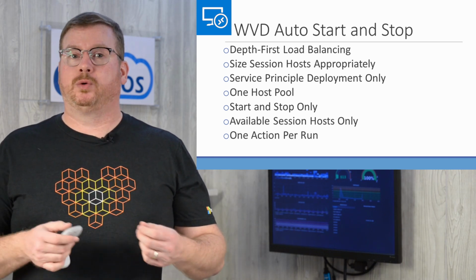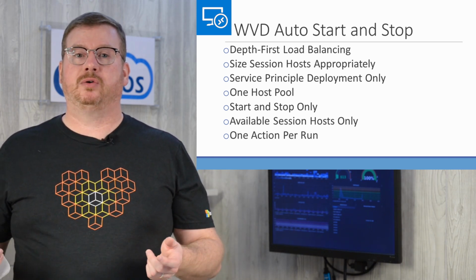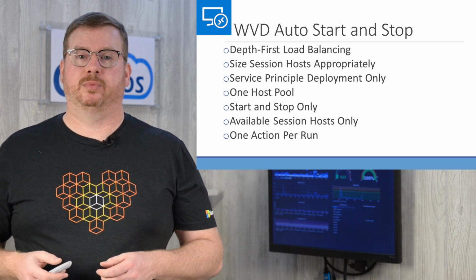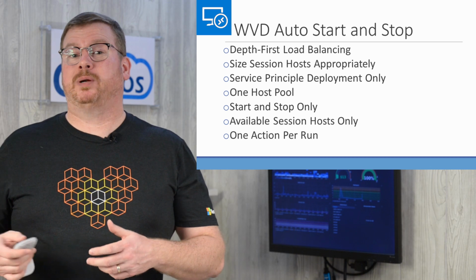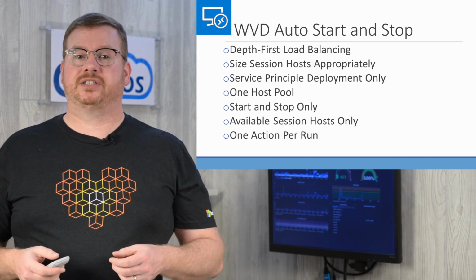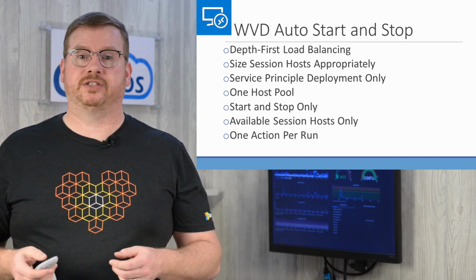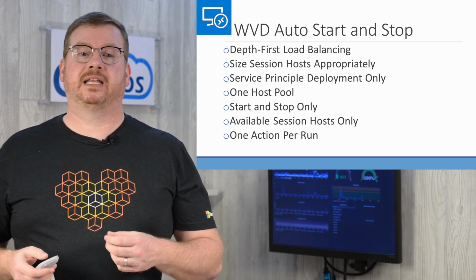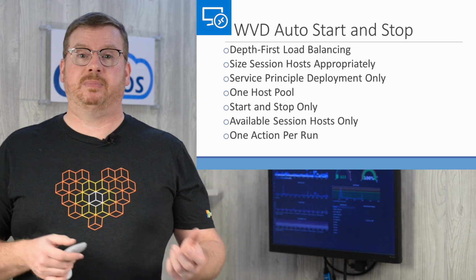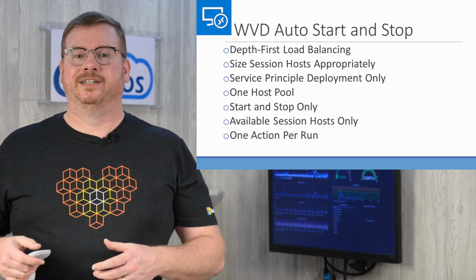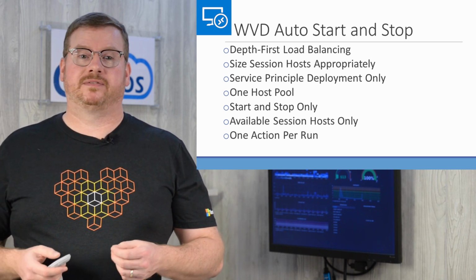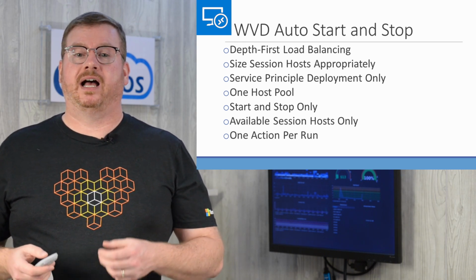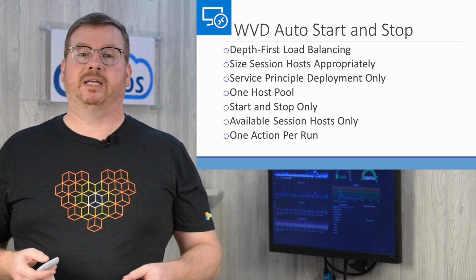The script will only work with one host pool. If you have multiple host pools, you'll have to do multiple versions of the script and multiple runbooks in Azure Automation. The script will start and stop existing session hosts only. It won't provision new session hosts. The script will not factor in session hosts that are set to do not allow new connections. These will not be started or stopped. The script will only start or stop one server per run. If multiple servers need to be shut down, for example, that will take place one at a time each run.